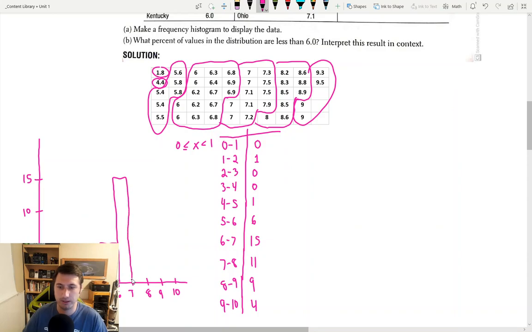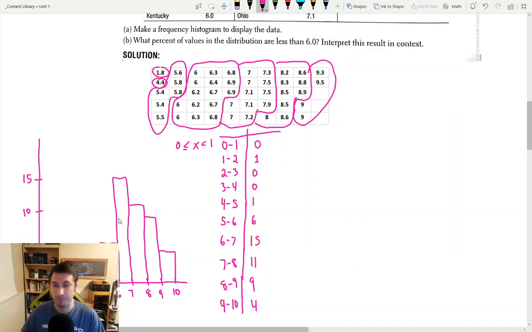From 6 to 7, I have to go all the way up to 15. If you have good handwriting, your bars here will be the same width. Sorry about that. From 7 to 8, we have to go to 11. So that will be about there. 8 to 9, we're up to 9. So that's down here a little bit. And 9 to 10, we are at 4. So there we have a picture of what this looks like.